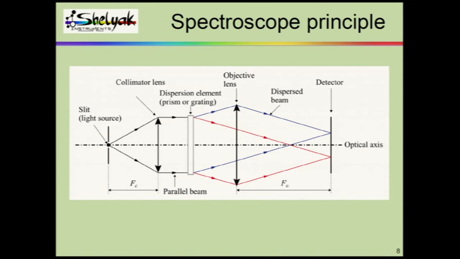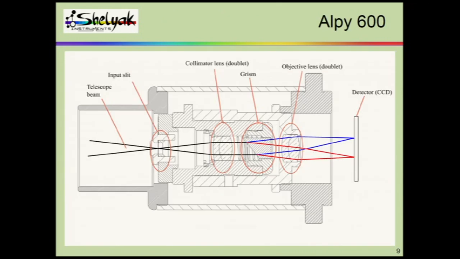And after that, we just have to put another lens, an objective lens, that will refocus the beam on the sensor, on the CCD chip. Then all the blue rays will arrive at this point, and all the red rays will arrive at this point. This is what physically makes the spectrum. This is purely optics, very basic optics at the first level.